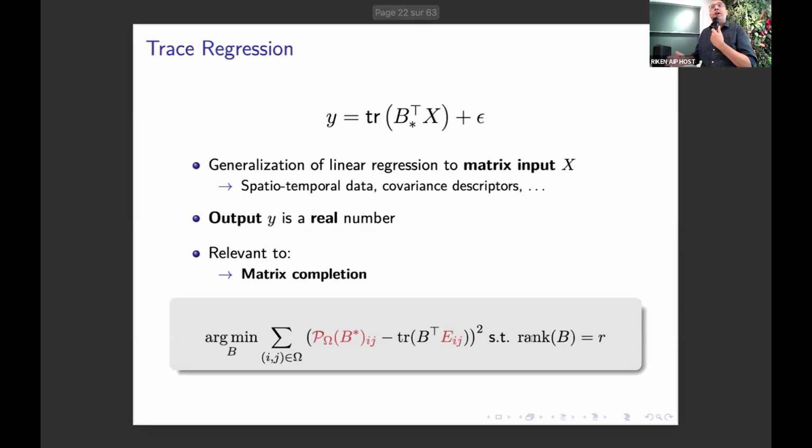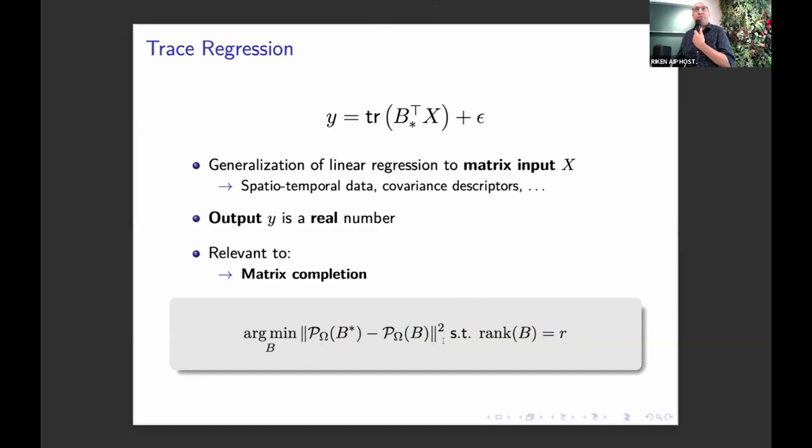So this optimization problem can also be written as follows. We have the same loss function and the same constraint: rank less than or equal to R. R is a hyperparameter, and here we have the observed point of the matrix minus the trace of the matrix we would like to estimate times E_ij. E_ij is the matrix such that we have 1 at the position ij and 0 in the other positions. And so solving this problem, which is a trace regression problem, is equivalent to solving the matrix completion problem. Okay? All these results are already known.